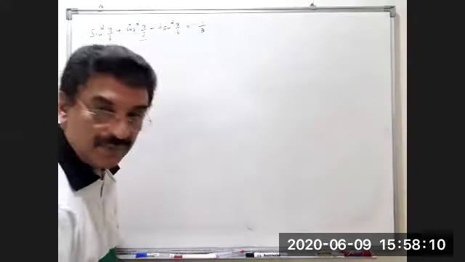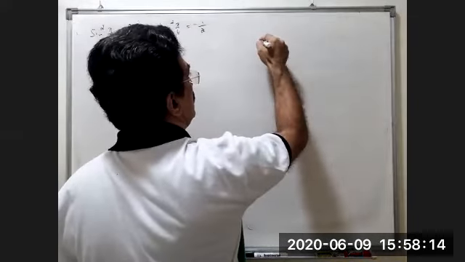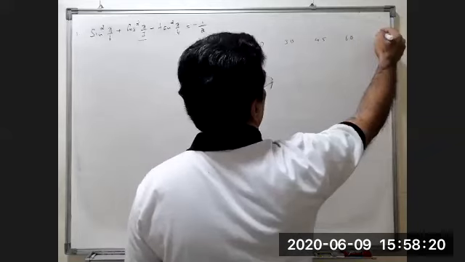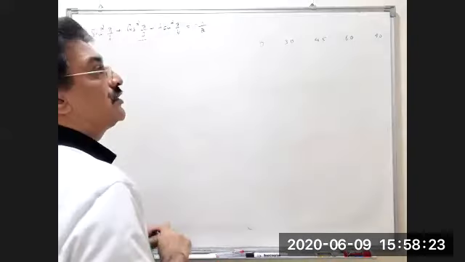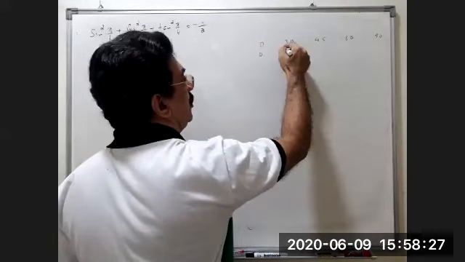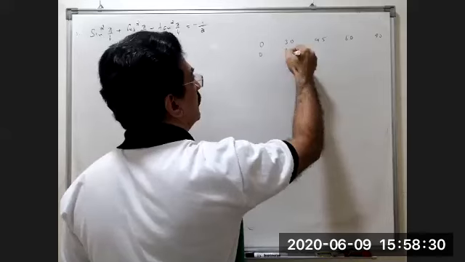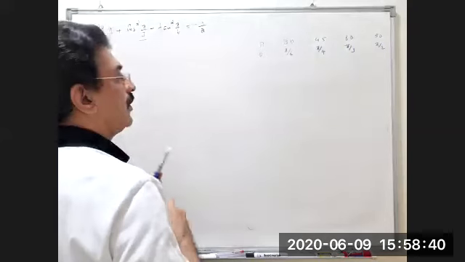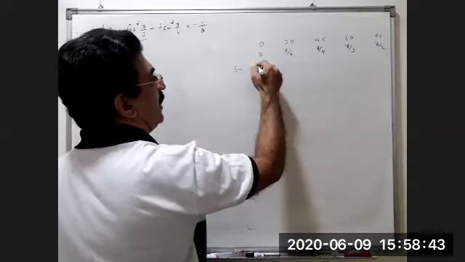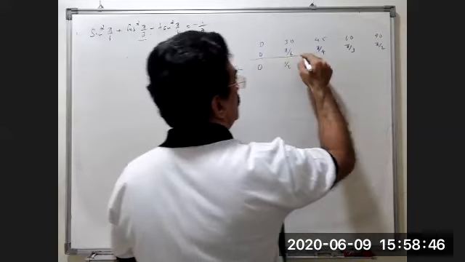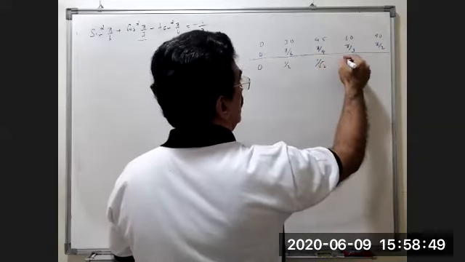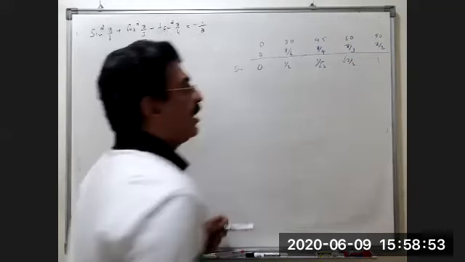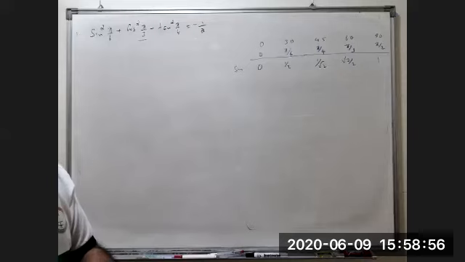See, the table of values from last year: 0, 30, 45, 60, 90. Instead of this, in radian measure: 0, pi by 6, pi by 4, pi by 3, pi by 2. Then sine is 0, 1 by 2, 1 by root 2, root 3 by 2, 1. I hope you know how to write this.